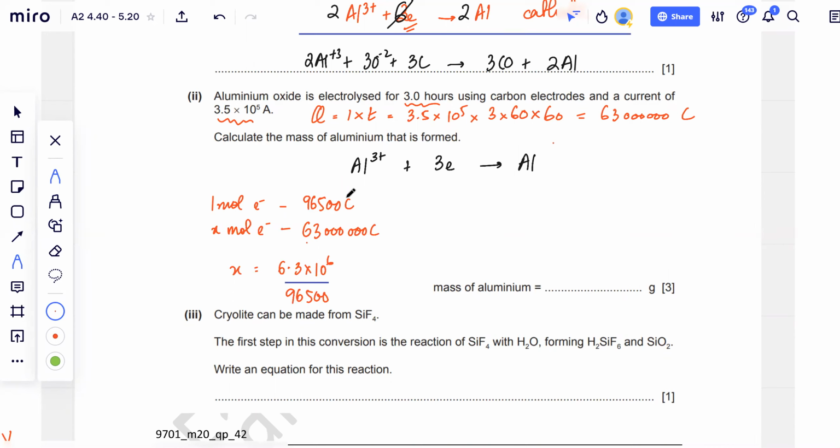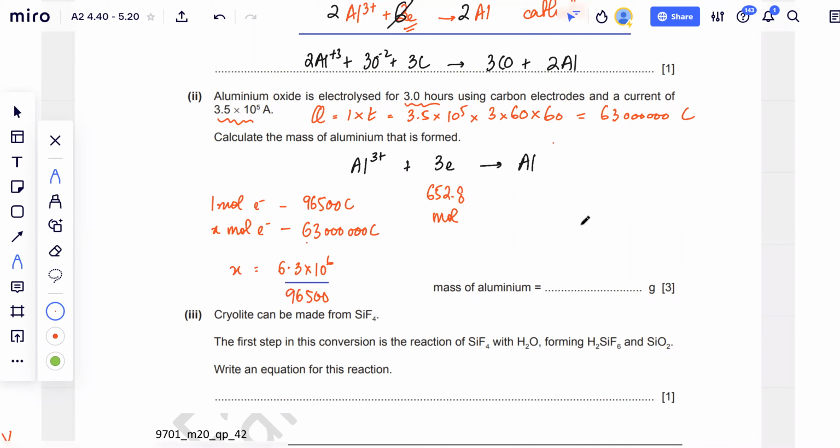652.8. So you're getting 652.8 moles of electrons, right? That's kind of a pretty big number. It looks fine. You're supposed to get a big number, yes.